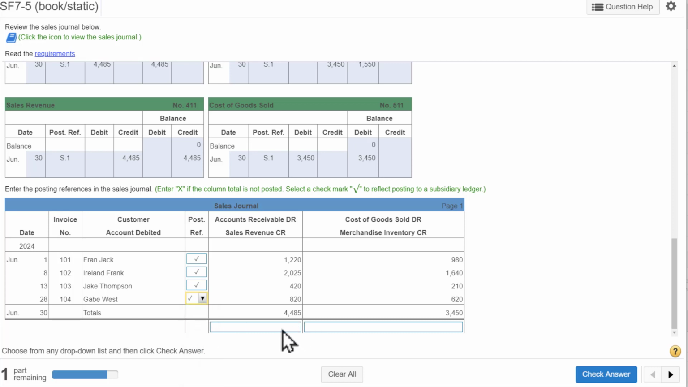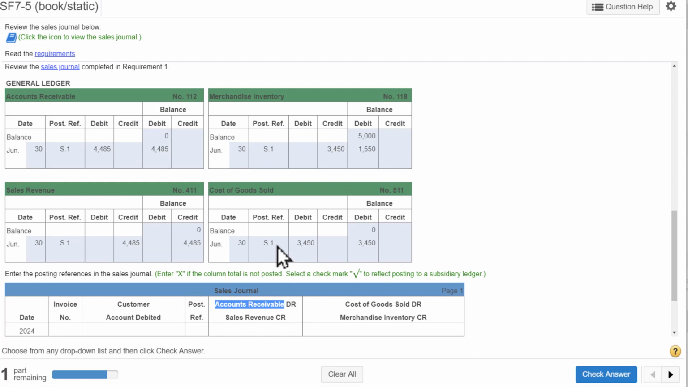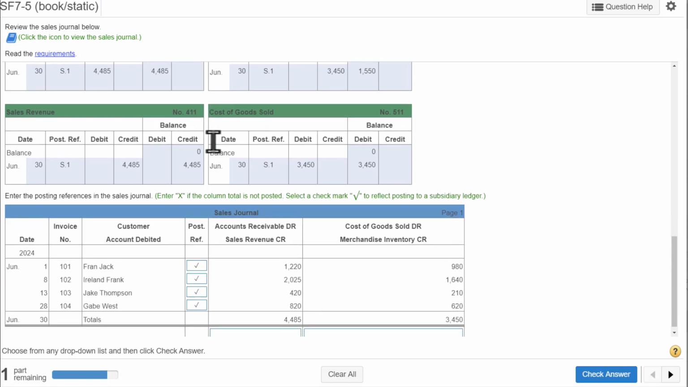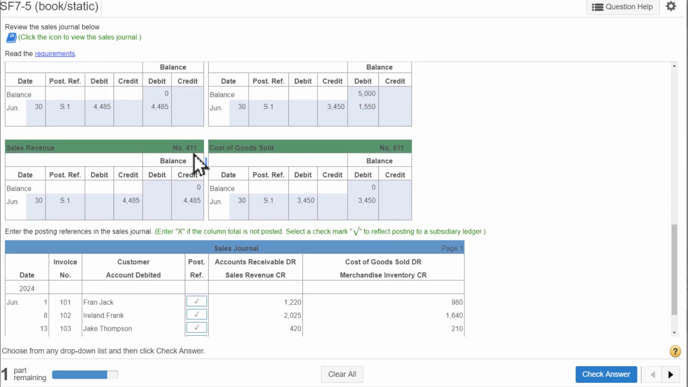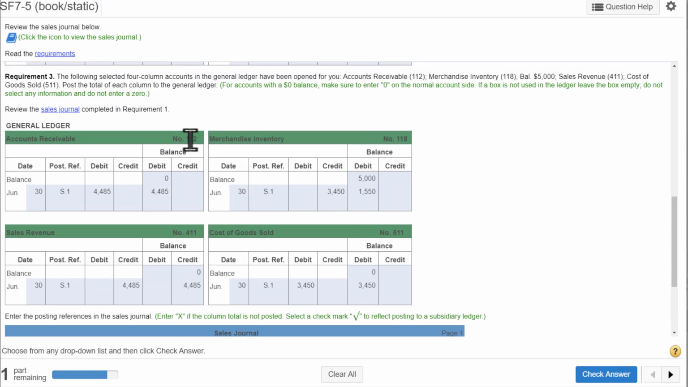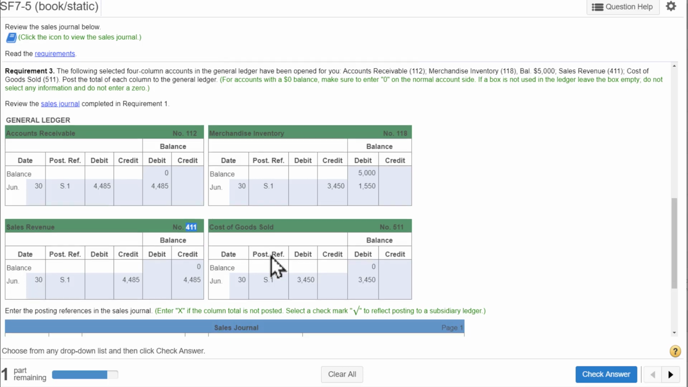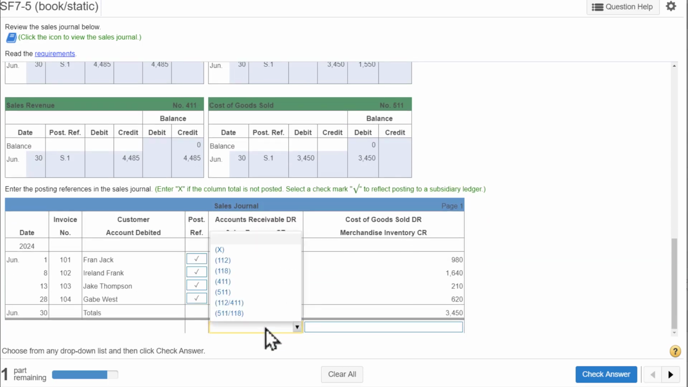All right. Now, where did we post the 4485 to? Well, we posted it to AR. So let's see what account number AR is. AR's account up here says account 112. But we also posted it to sales revenue, which is account 411. So we're looking for a post reference with 112 and 411. 112, 411, right here.